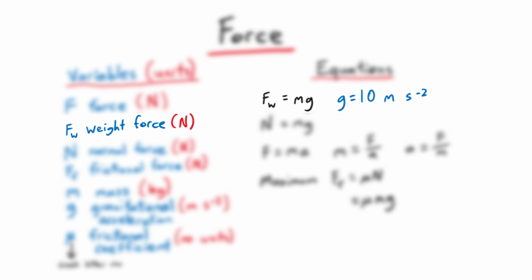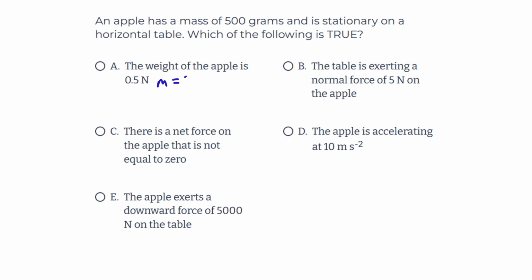We know that the mass of the apple is 500 grams. We need to convert this into kilograms by adding a kilo prefix. Remember that the kilo prefix represents 10 to the power of 3, or 1000. So to add the kilo prefix, we simply divide by 10 to the power of 3, or 1000. 500 divided by 1000 is 0.5, so m is equal to 0.5 kilograms.